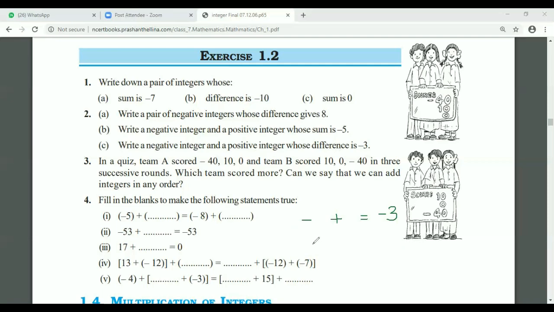Suppose -2 minus 1, you will get -3. Here you can see -2 is a negative number, minus is the operation, and 1 is a positive value. So with -2 and +1, if you take the difference, you will get -3. So you can find an infinite number of examples here also.